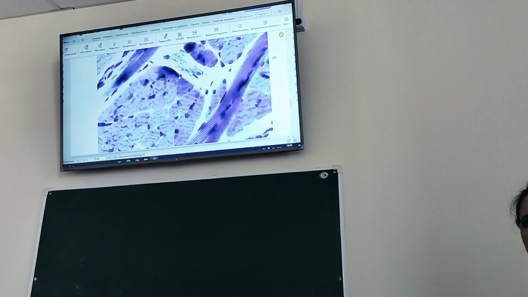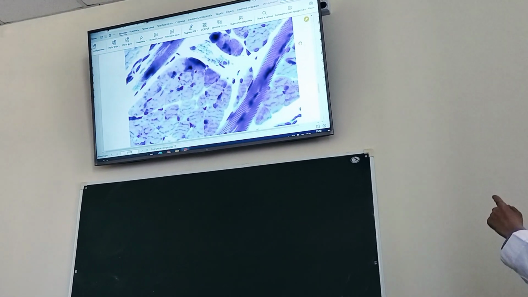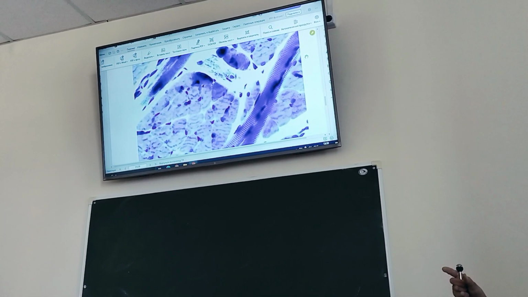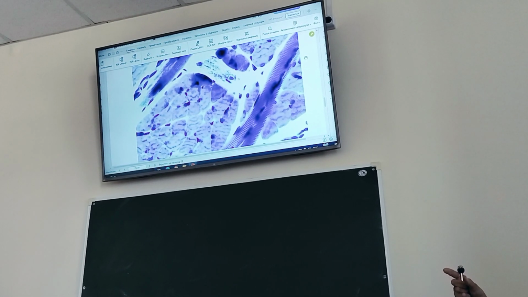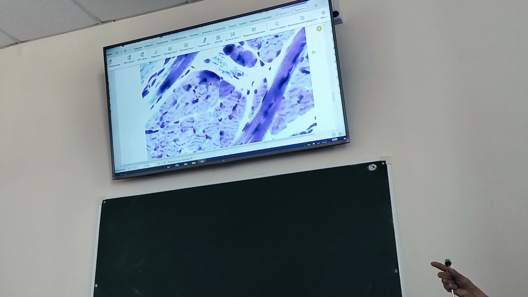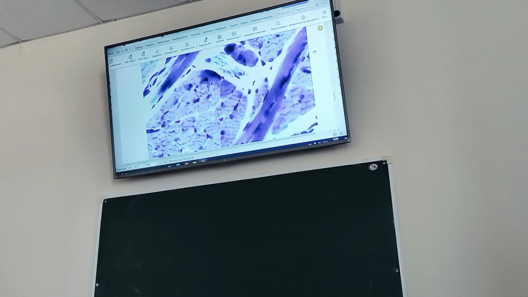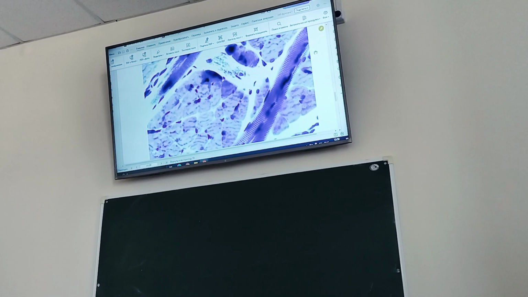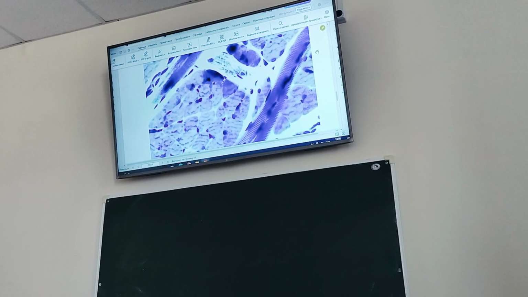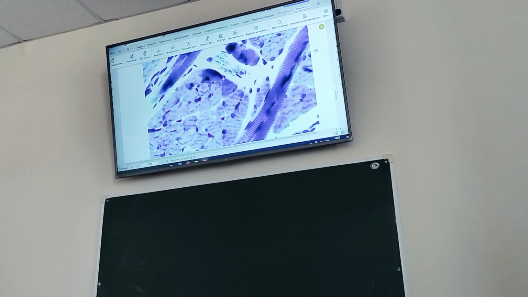Looking at the longitudinal section, I can see a structural and functional unit of skeletal muscle, which is a muscle fiber. You should begin your description with the muscle fiber as a structural and functional unit. What is this muscle fiber? This is a very long, cylindrical, unbranched, multinucleated structure with striations. I can see dark and light bands.